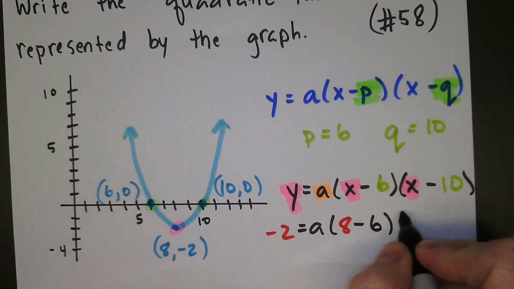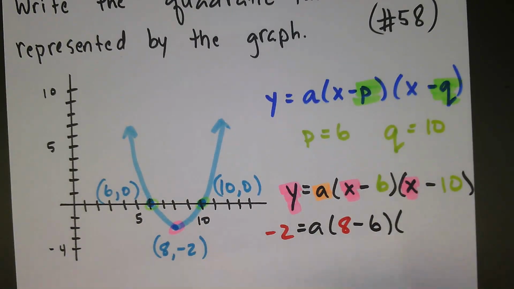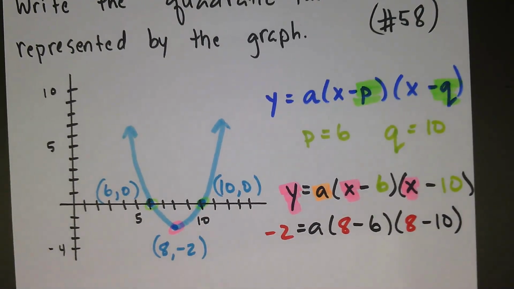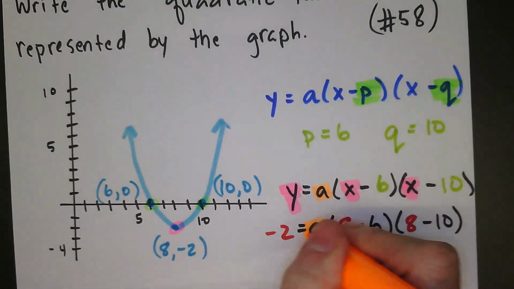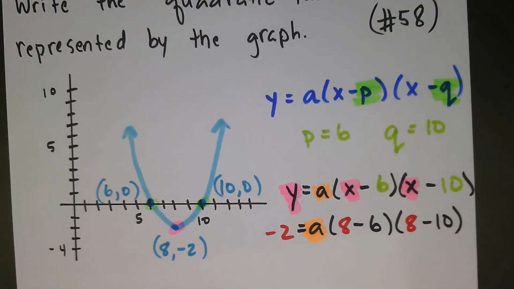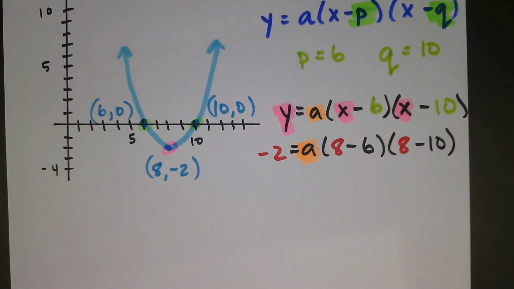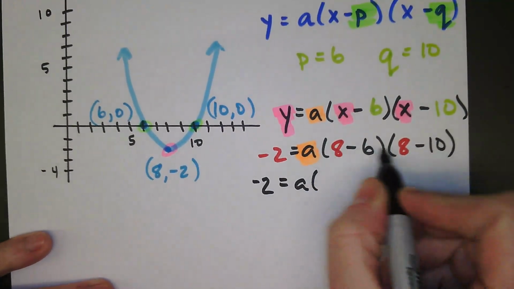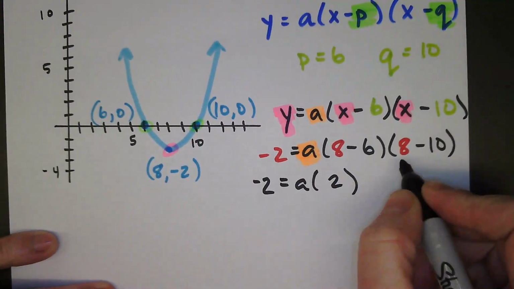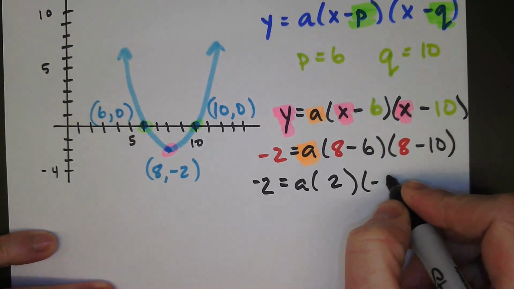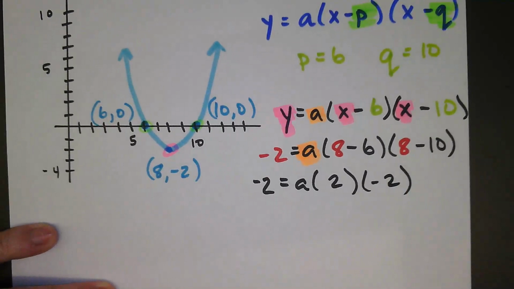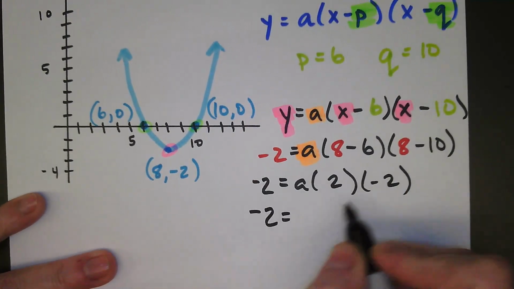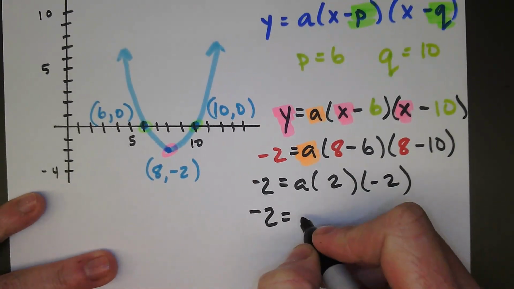So minus 6, got another x value here. I'm going to replace it with 8, minus 10. And now look, the only thing I don't know is my a value. That's my only unknown. So I can solve for that guy just using some algebra. Here, I'll slide it up a little bit. So we got -2 equals a, 8 minus 6 is 2. 8 minus 10 is a -2. So I'll leave this -2 here. 2 times a -2 is -4.